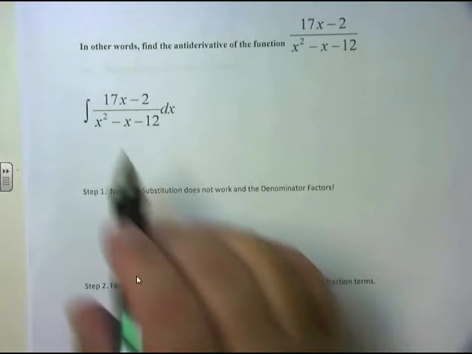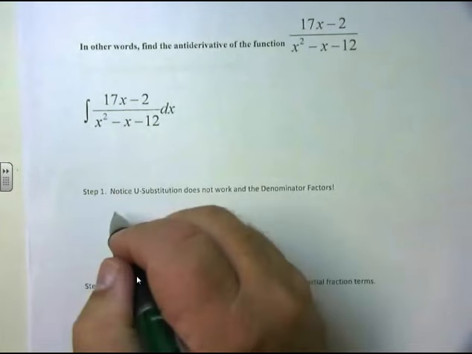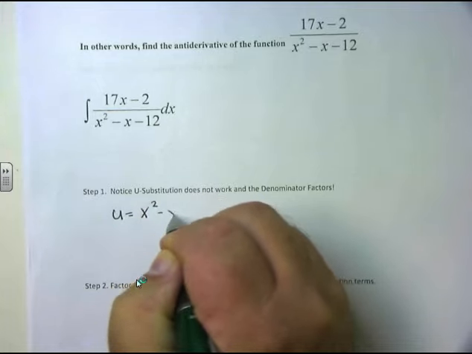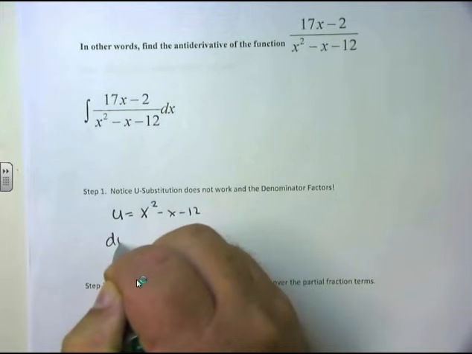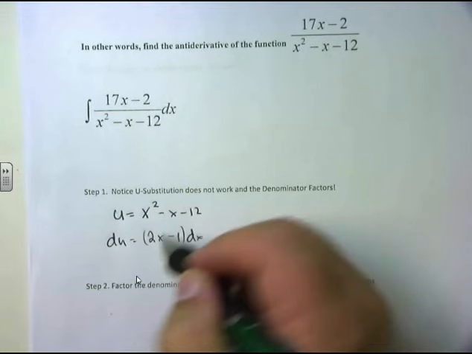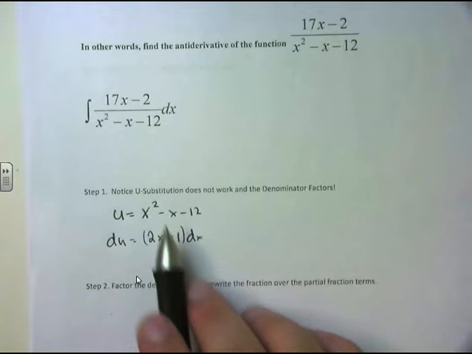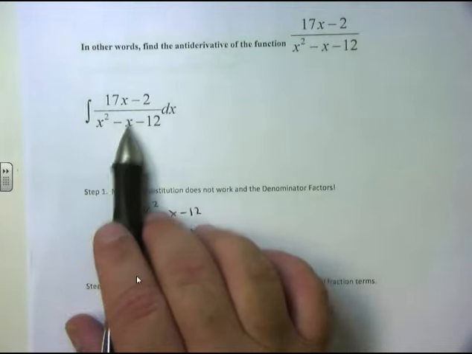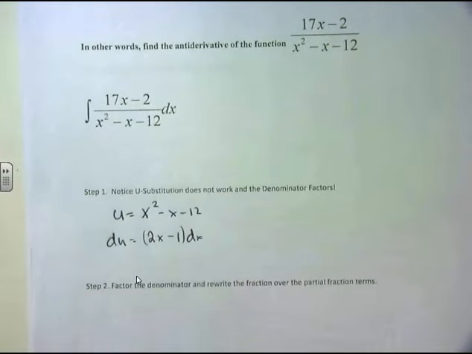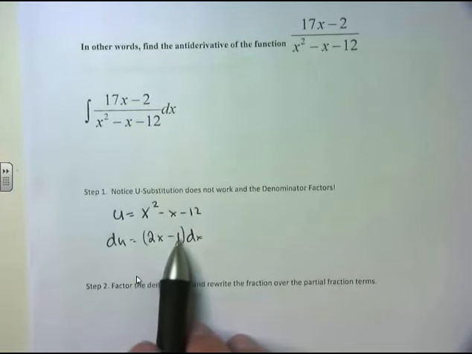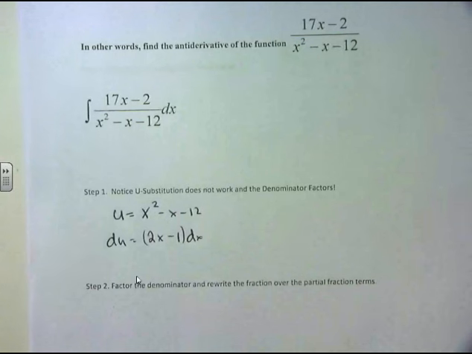Now, if I was going to do u-substitution on this thing, clearly you would let u equal the denominator. u equals x squared minus x minus 12. Then I take du, the derivative, which is 2x minus 1 dx. And remember, with u-substitution, whatever you let u equal to, du has to be in the problem, up to a constant. Well, there's my u, but clearly my du is not in the problem. I've got 17x minus 2, and I need to have a 2x minus 1. That's not even anywhere close to the same thing. So u-substitution does not work.